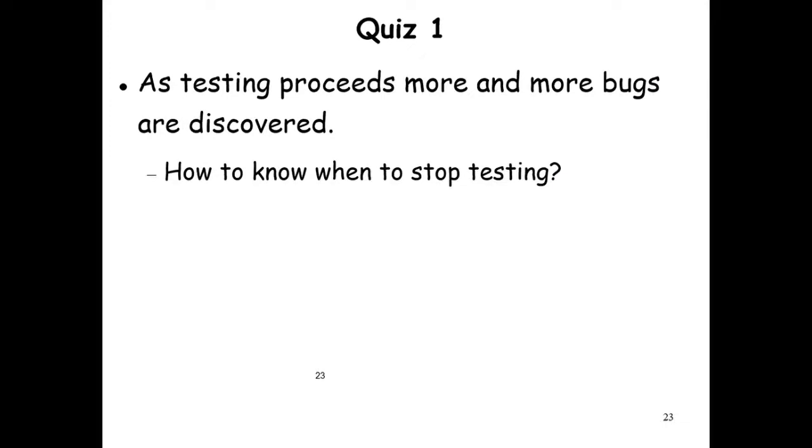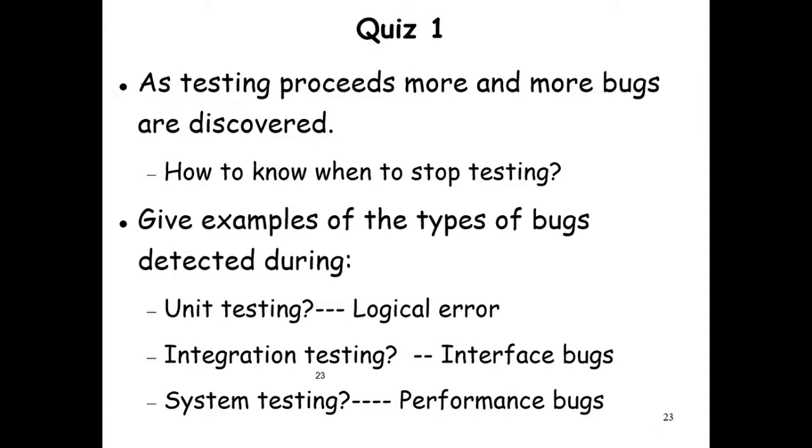So here we have one question: as the testing process goes on, more and more bugs are discovered. So how do we know when to stop? See, testing is never an exhaustive process. Whenever you think that you will start testing and be able to find all the bugs in that software, that is never possible. So you have to decide on your own when to stop testing. Whenever you test that system and you start finding very few errors, then you can decide to stop the testing. Okay.